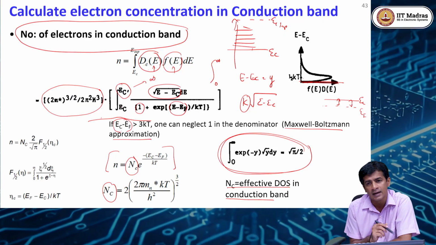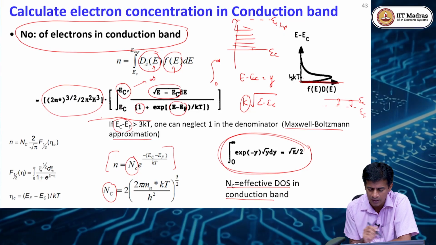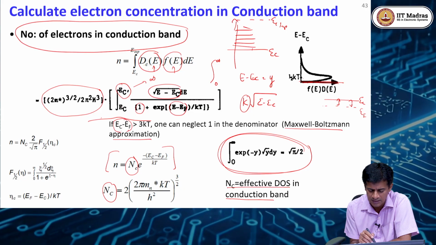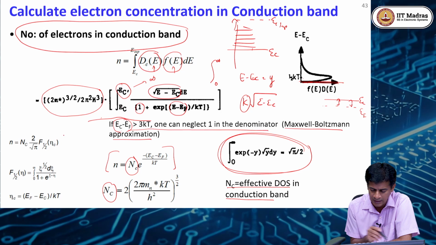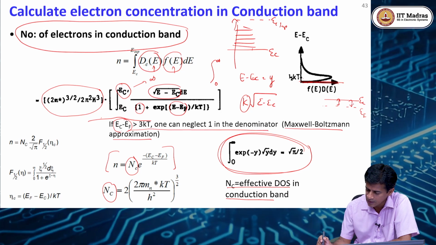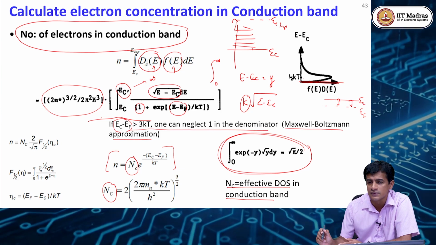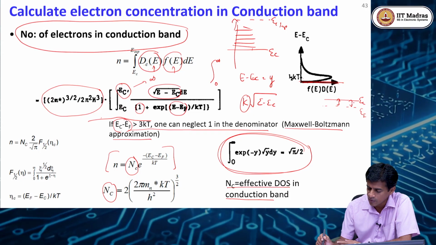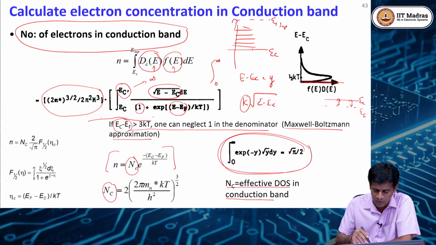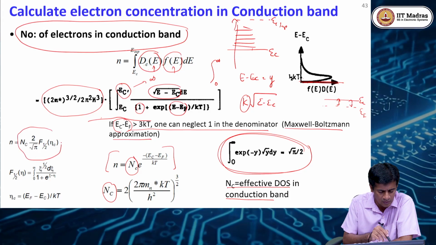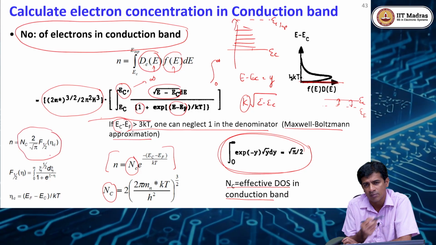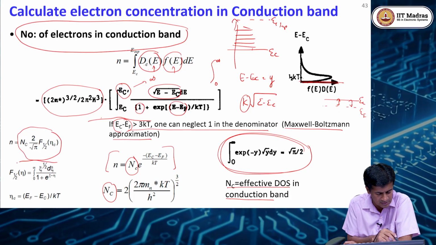So on the other hand, if you are not doing this under the Maxwell-Boltzmann approximation, that is when the Fermi level comes in close vicinity of EC, for example, very close, then you cannot take this approximation. Then you need to invoke something known as a Fermi integral. You need some kind of tables to calculate this one. This is a Fermi integral.